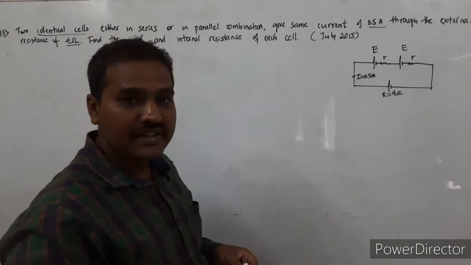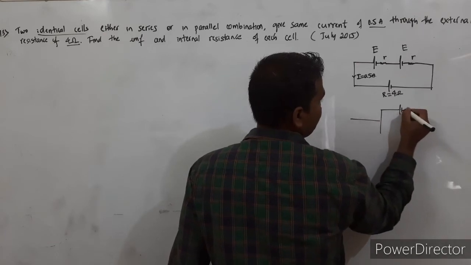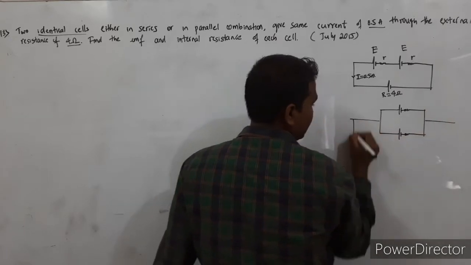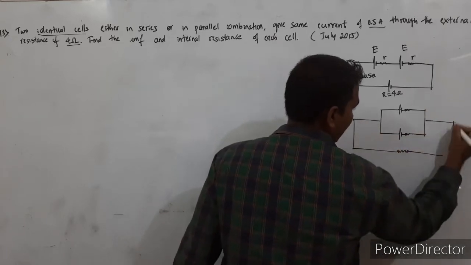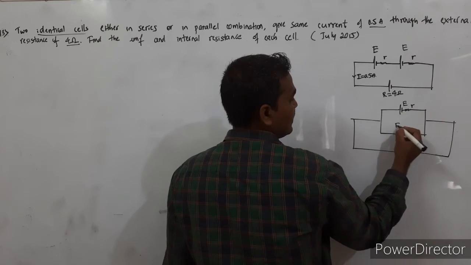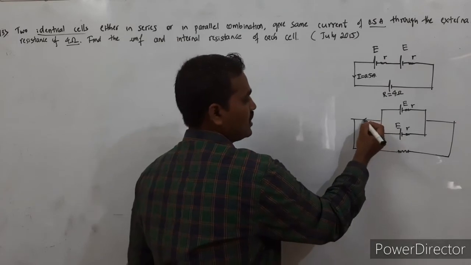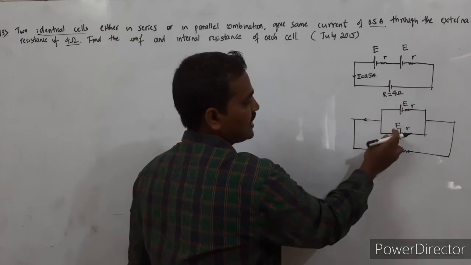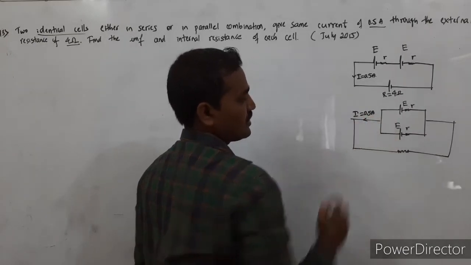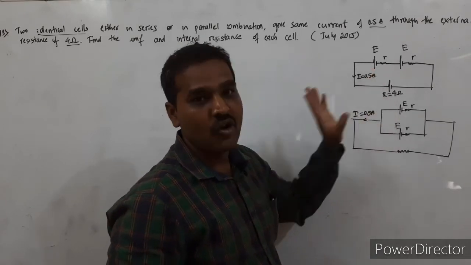Similarly, when the cells are connected in parallel combination, let me draw that figure also. This is the first cell, this is the second cell here, then it is connected to the external resistance of 4 ohms. Again the EMF of the first cell is capital E, internal resistance is small r, the EMF of the second cell is E and the resistance is r. Now each cell is sending some current. The total current in the circuit is 0.5 amperes. This is the data given. We have to find the values of capital E and small r.